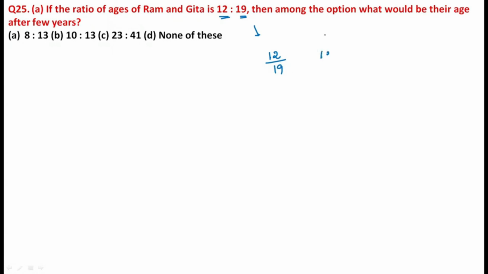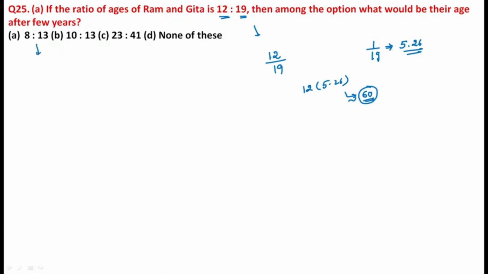You already know that, guys. 1 by 19 value: 19 fives are 95, 19 twos are 38, so 5.26. Now approximately 2 into 5.26, the value becomes about 60 units. After a few years, definitely the value is more than 60. So just check which option gives you more than 60. That is the only answer you can get.